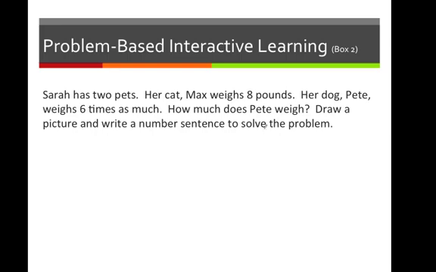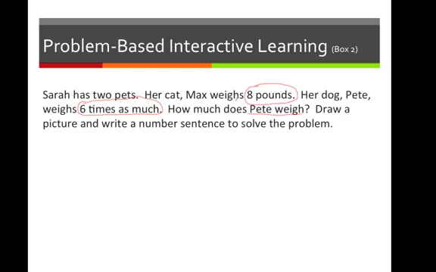I'm going to begin by underlining the question, so I know what I'm looking for. How much does Pete weigh? So I do not know how much Pete weighs. That's what we're looking for. Now I'm going to put a circle around the information that I do know. So I do know that Max weighs 8 pounds. I also know that Pete weighs 6 times whatever Max weighs. So I have that information circled.